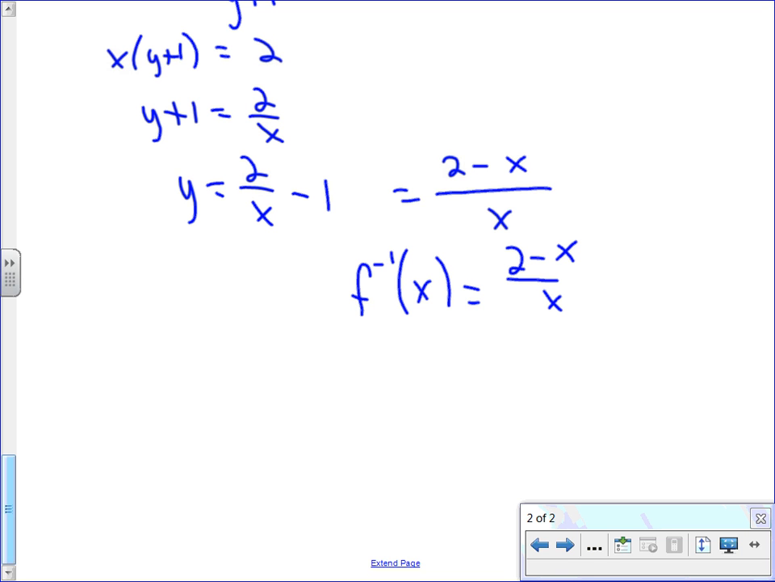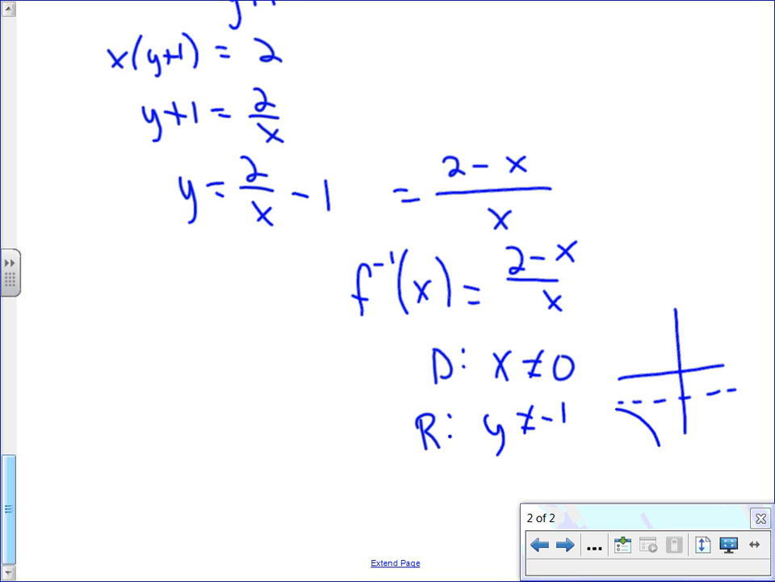So the domain of this comes from the range of the original function. The range of the original function was y cannot equal 0. The domain is x cannot equal 0, which actually shows up right there. That doesn't always show up. Sometimes it's a restricted issue, but this time it showed up. And the range comes from the domain of the original function. The domain of the original function was that x cannot equal -1, and so the range of this is y cannot equal -1. And if you draw this on your calculator with y equal this, you're going to see that there is a horizontal asymptote at -1 and a vertical asymptote at 0.